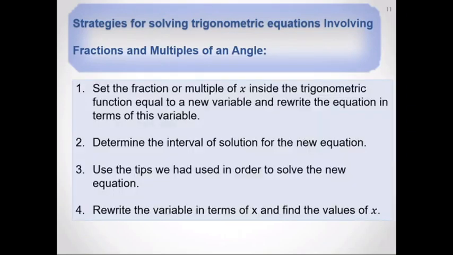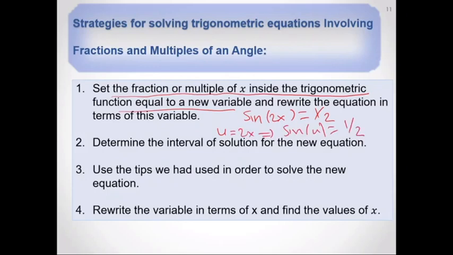Now, here is the strategy. Set the fraction or multiple of x inside the trigonometric function equal to a new variable. So, for example, if you have sine 2x equal to 1 over 2, let this be u, then you change this to sine u equal to 1 over 2, and you know how to solve it. And determine the interval of solution of the new equation.